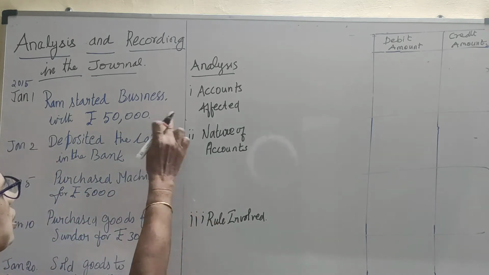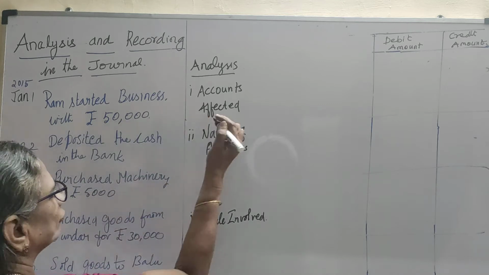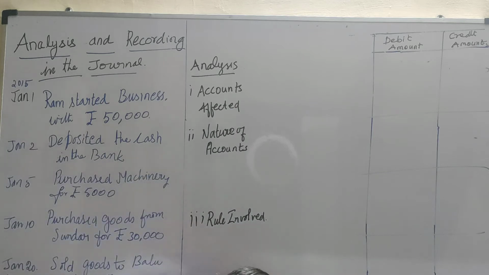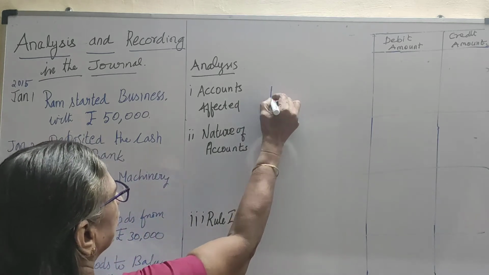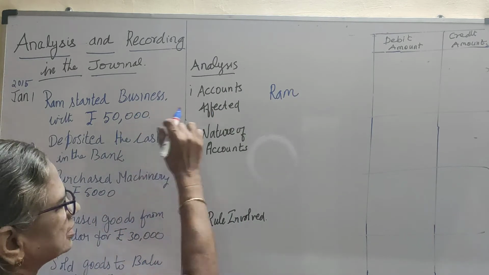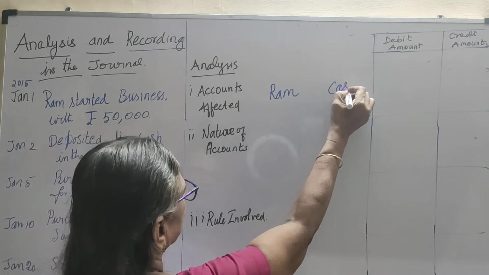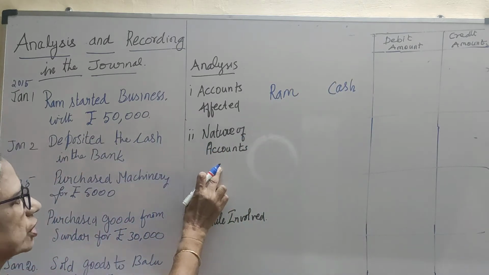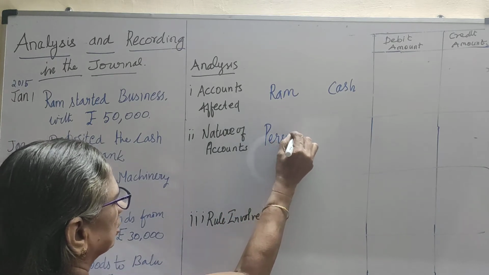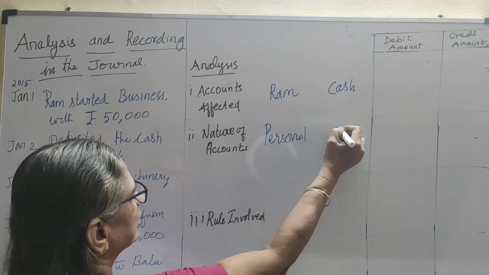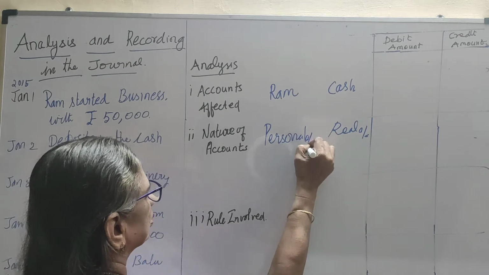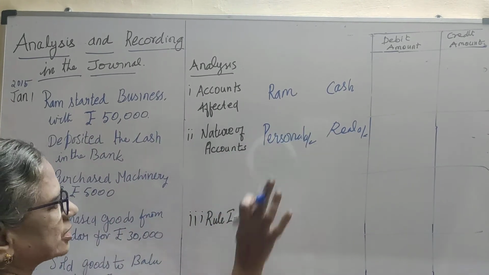Number 1, first, accounts affected. What are the accounts affected here? One is Ram account. Ram is the person who started the business. Business in the sense here is a cash account. Let us take the cash account. Now the nature of the accounts. What is the nature of this account? This is a personal account. Cash is a real account. Ram is a personal account. Cash is a real account.